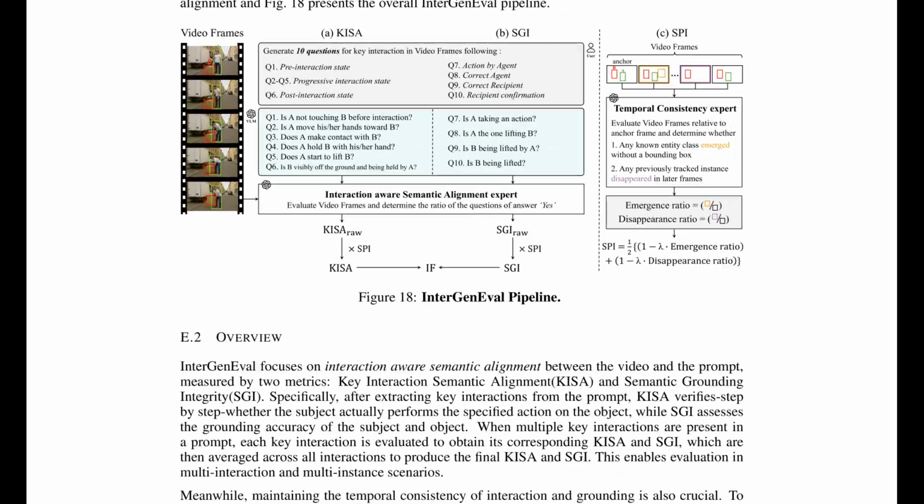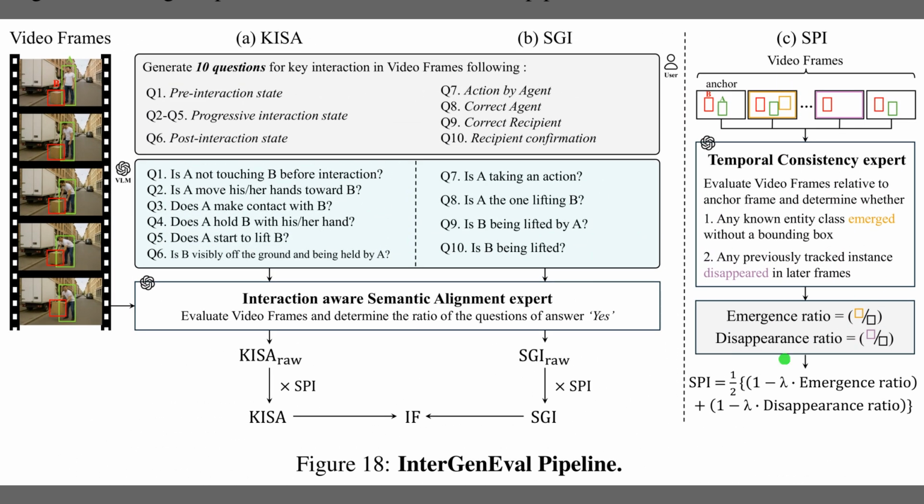Well, Figure 18 shows how InterGen-Eval scores interaction fidelity by checking roles, actions, and temporal consistency. This figure summarizes a three-part process that ties answers to concrete regions and time, so the scores reflect who does what to whom. The central panels list the 10 questions for KISA and the grounding checks for SGI. The right side computes SPI, which penalizes instances that emerge or disappear mid-video.